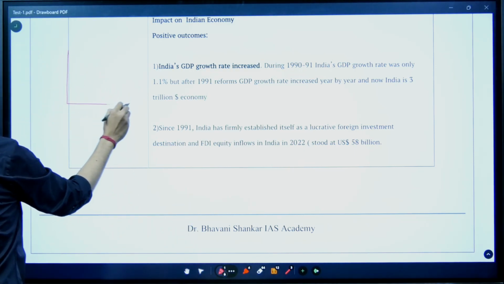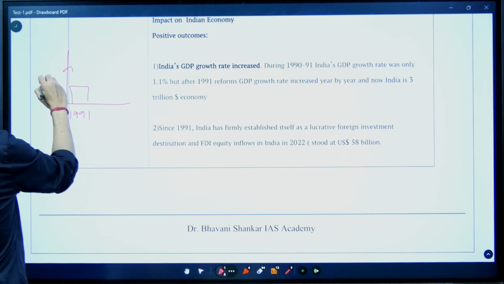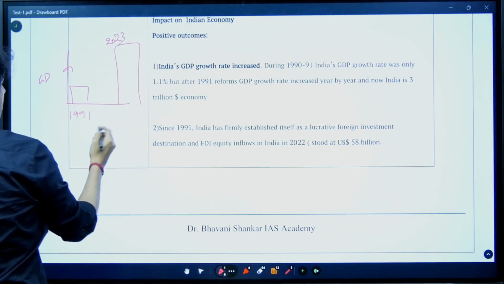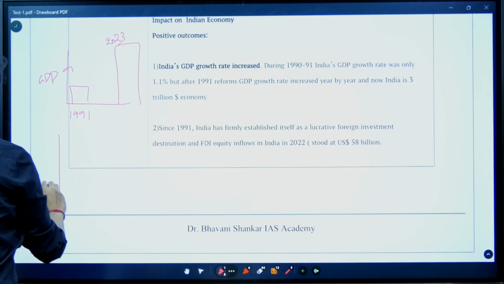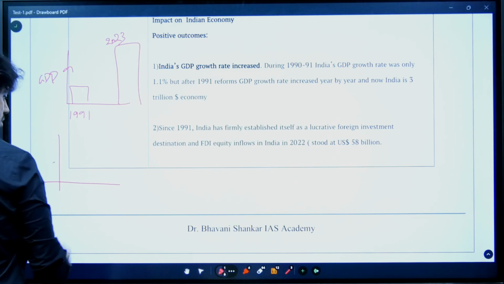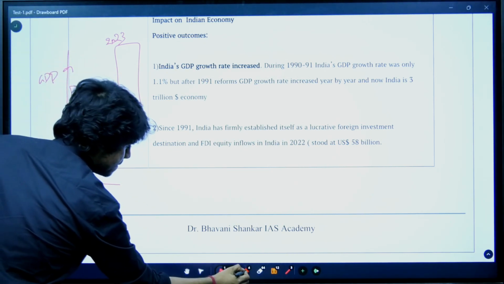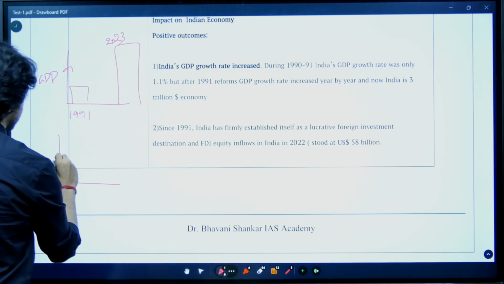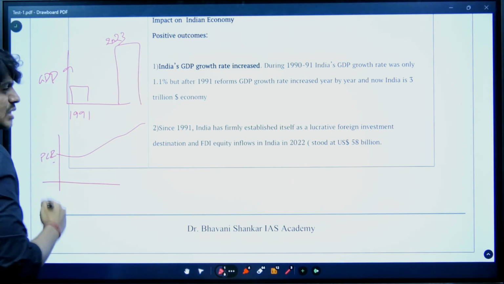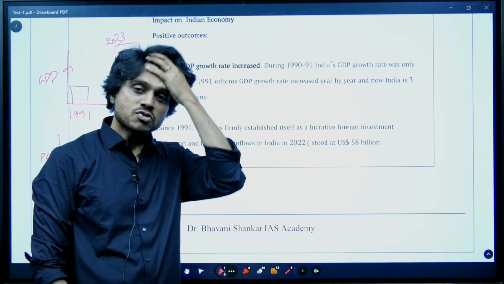You can simply show, okay, this was the scenario in 1991, GDP. Then you can show what the scenario is now, 2023, and the same way you can also mention the per capita income. This was the scenario then. This was the scenario. You can mention somewhere like this how the per capita income is growing. So this will definitely improve your presentation compared to your peers. Okay, that's what I was talking about.